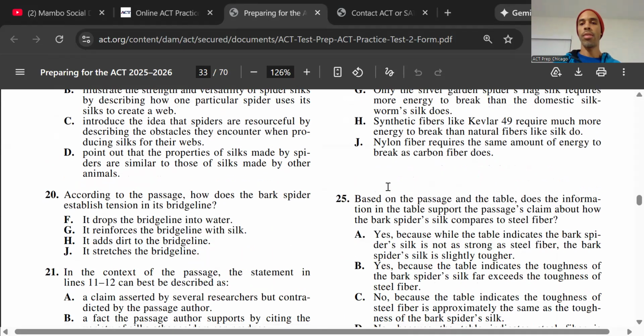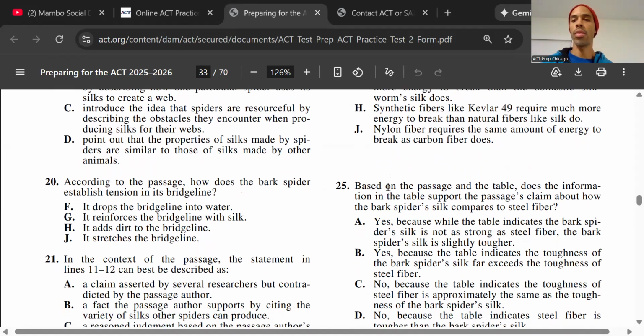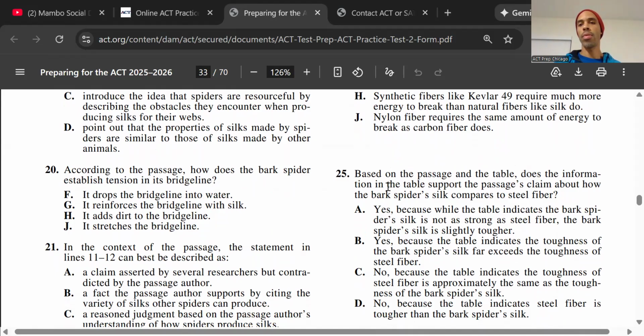Based on the passage and the table, does the information in the table support the passage's claim about how the bark spider silk compares to steel fiber? So this one is a comparison, you gotta make sure you read it carefully to know what the item of comparison is. Based on the passage and the table, does the information in the table support the passage's claim about how the bark spider silk compares to steel fiber?